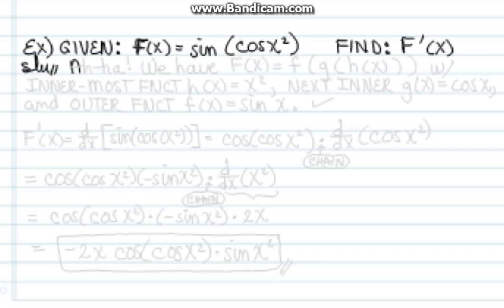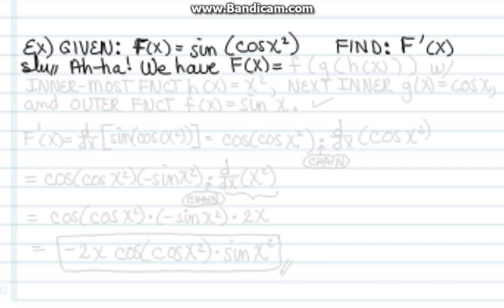Okay, look at this. This is capital F of x equals the composition of three functions. It's a sine of the cosine of x squared, and we're going to find the derivative. So this is a composition three ways. We have to identify the innermost function, the second inner function, and the outer function.